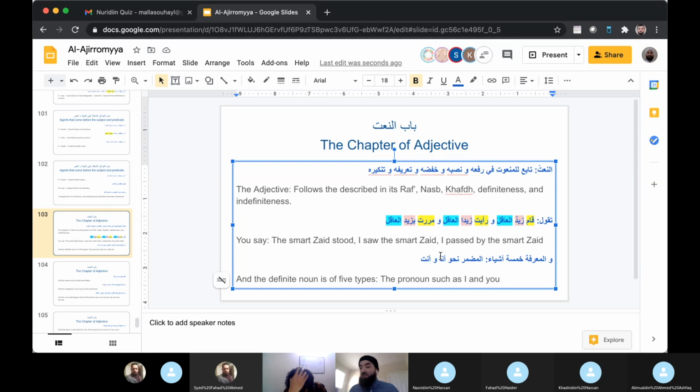So here the first example is an example that the author, rahimahullah, gives for rafa. The second example is an example he gives for nasab. The third example is an example he gives for khafad. Even though we are still in the chapter of marfu'at, the author gives you examples for nasb and khafad as well, just for the sake of completeness.